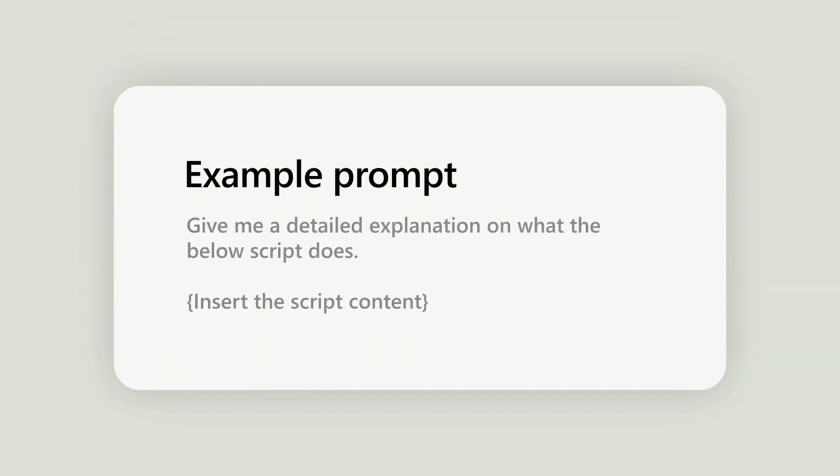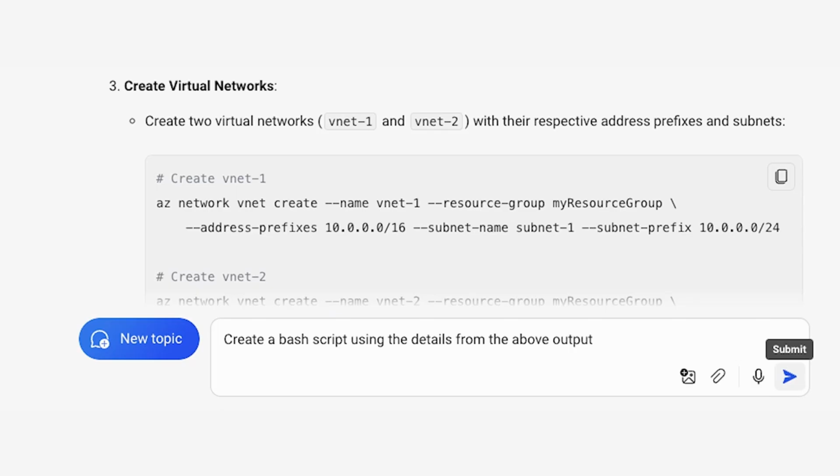Similarly, for a PowerShell script, you can enter a prompt like, give me a detailed explanation on what the below script does, and insert your script content. Copilot then generates output to break down your script step by step.